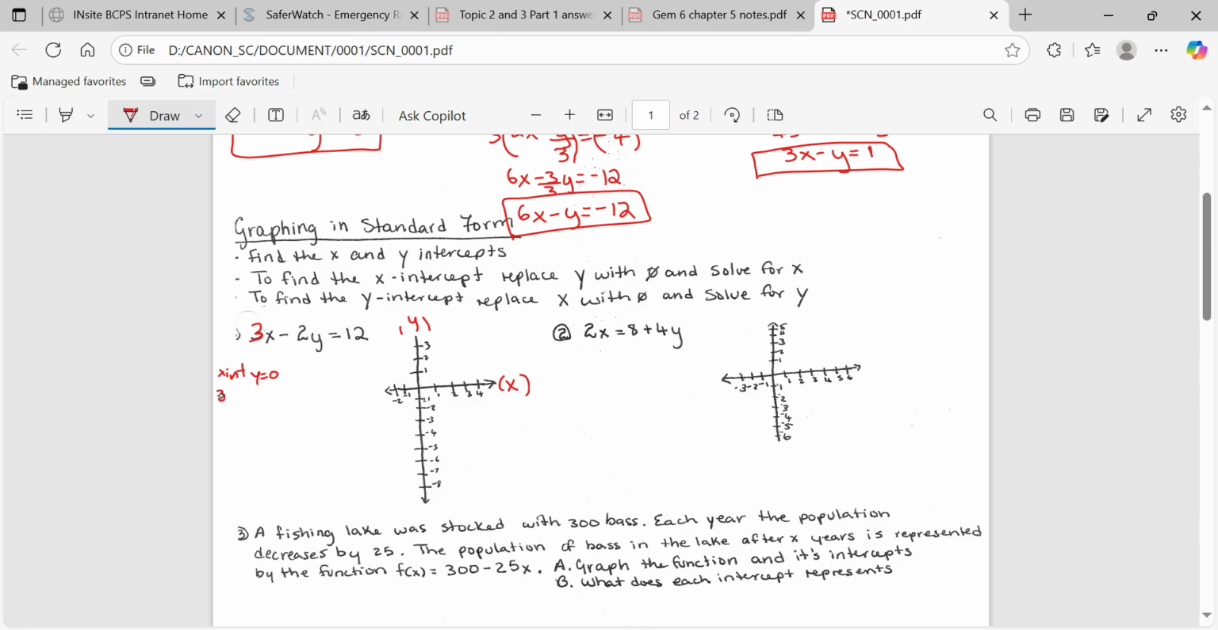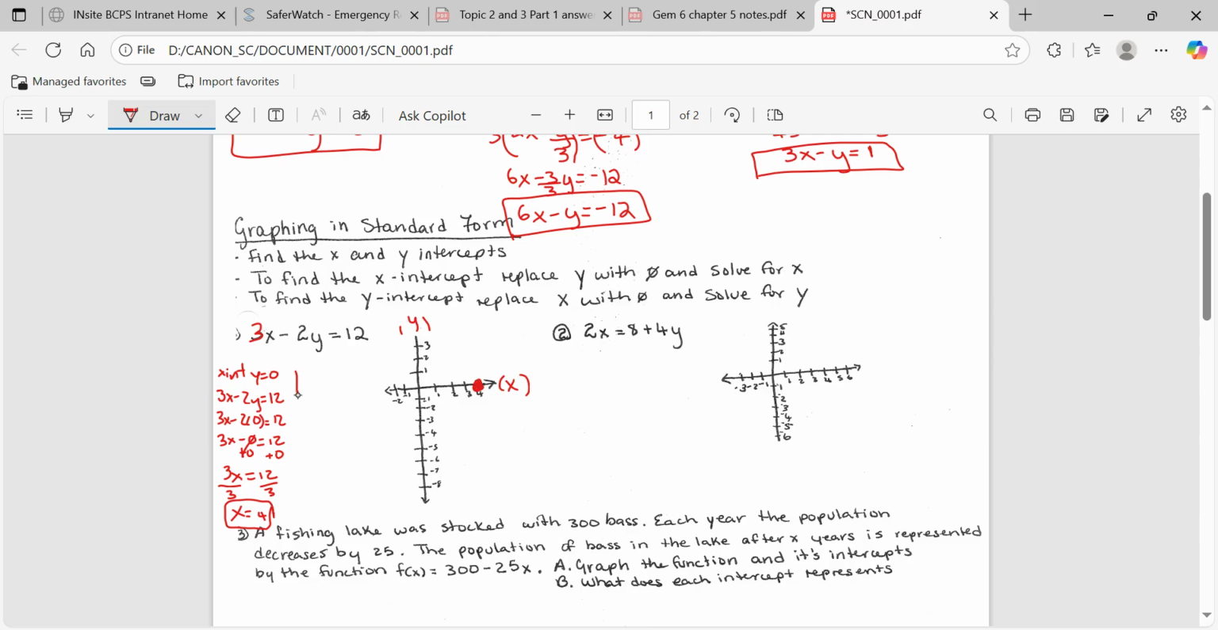That means 3x minus 2y is equal to 12. To find x, y is 0, so 3x minus 2 times 0 is equal to 12. We could go through the whole song and dance, then you would add 0 to both sides, but 0 is just 0, right? So 3x is going to be equal to 12. Then you would divide both sides by 3, and your x is equal to 4. So your x-intercept is at 4.